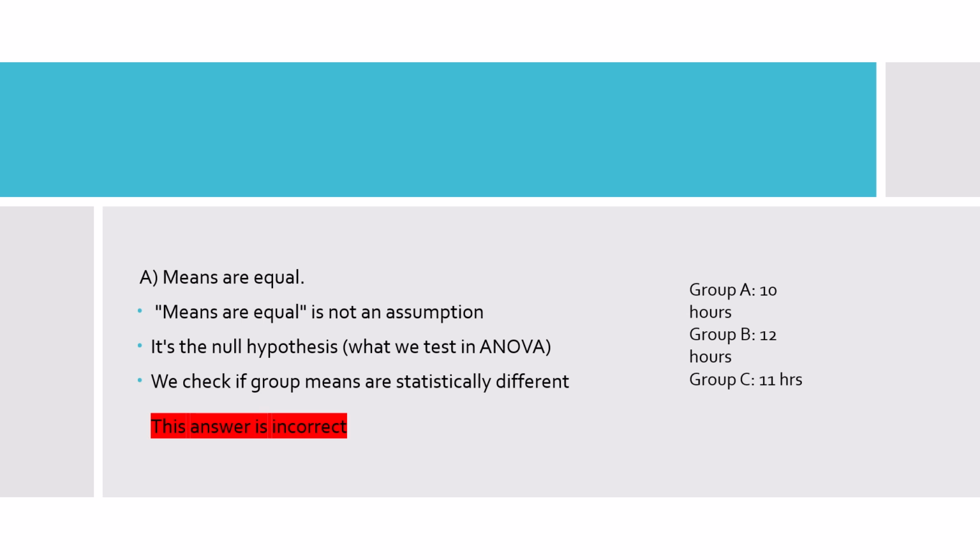You might wonder what's wrong with this answer. Well, actually, this is the reason why we are testing the ANOVA. It's to check whether the means are equal or not. We are not making an assumption. That's why it's the null hypothesis. So we assume that the means might be equal, but the ANOVA helps us to find out if they are really not equal overall.